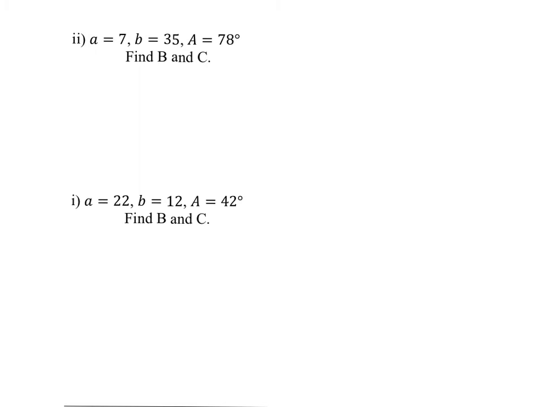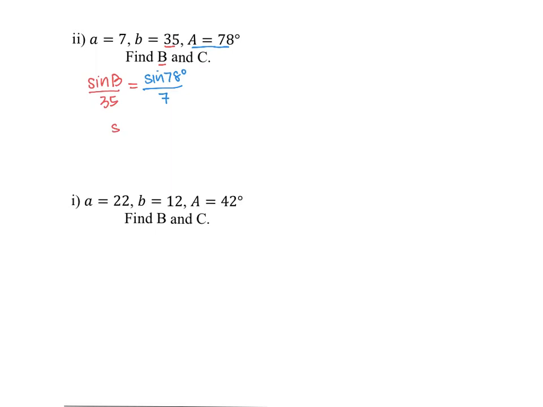I'm going to find angle B and angle C. So I'm just going to find angle B first. Since I'm finding an angle, I'm going to put sine B over this side b, which is 35. I'm going to set it equal to a known quantity, which in this case, the only angle I know is 78 degrees. So sine of 78 degrees over side a is 7. Okay, I'm going to go ahead and solve this.